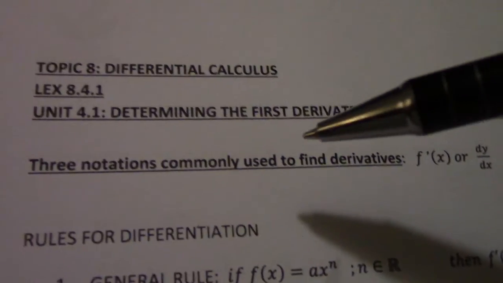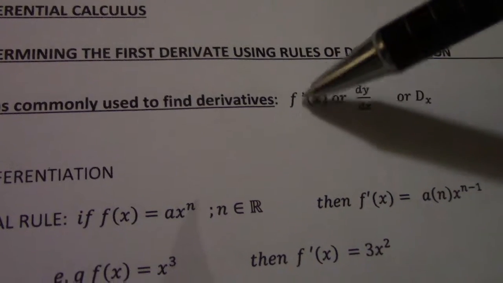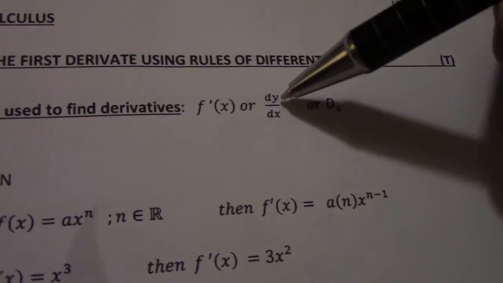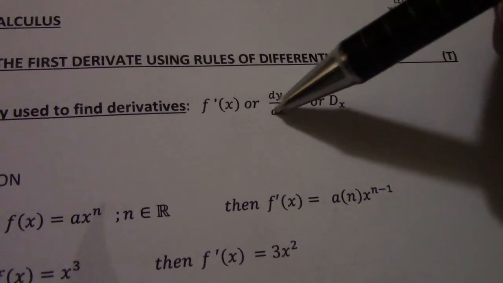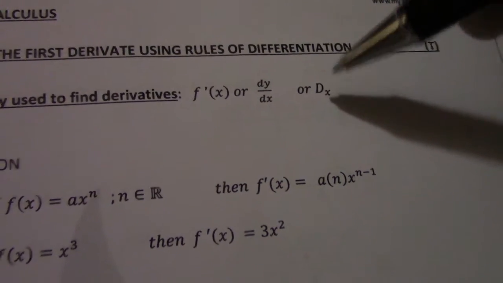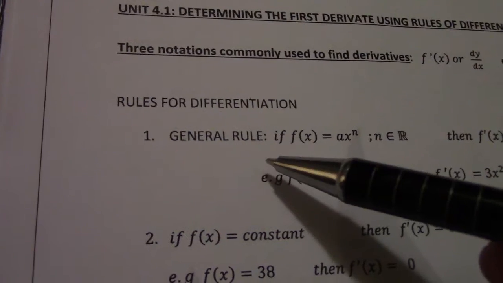So three notations commonly used to find the derivative. f dash x, that's the first derivative. f double dash x is the second derivative. We differentiate y with respect to x, dy over dx, or d over dx. So rules of differentiation, general rule.